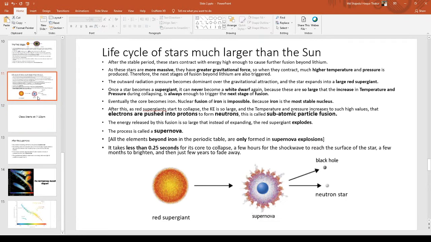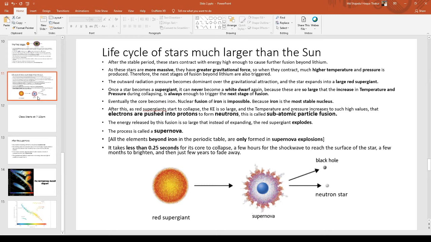So we start here from where we left off in the last class, right? Last class we talked up to the supernova. So what happens in the supernova? Subatomic particle fusion occurs that causes a large explosion, and so electrons are pushed into protons. That causes a subatomic particle fusion, which releases a huge amount of energy, and so the red supergiant explodes. When the red supergiant explodes, this explosion process is called a supernova.